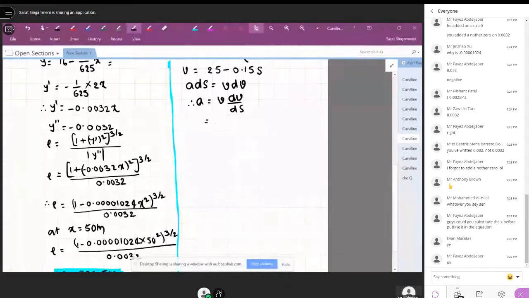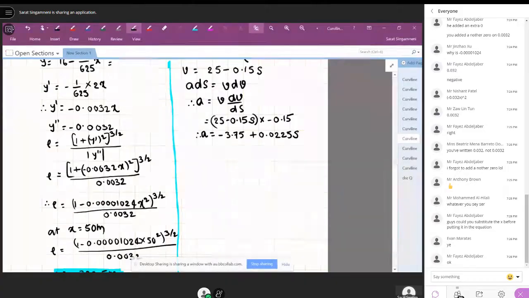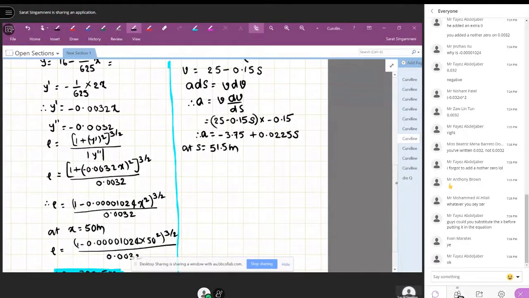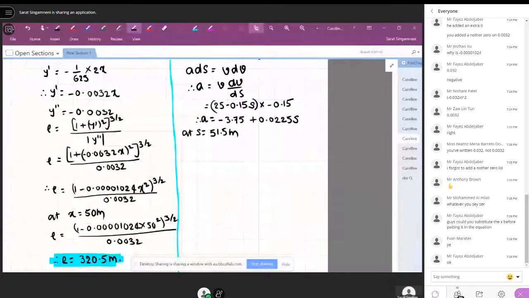Therefore, that is equal to 25 minus 0.15 s, times minus 0.15. So from this, acceleration is equal to minus 3.75 plus 0.0225 s. Yes, that is the acceleration as a function of displacement at s equal to 51.5 meters. Where am I getting this? That's where we are solving the problem. Everything is centered around point B, for which the displacement is given.